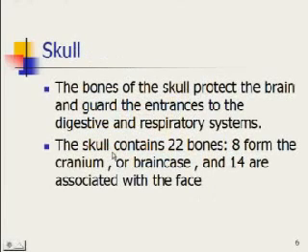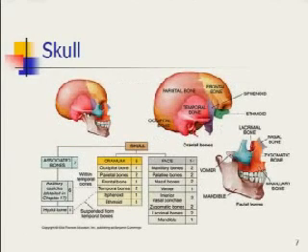We'll first start talking about the skull. The bones of the skull protect the brain and guard the entrances of the digestive and the respiratory system. The skull also contains 22 bones, 8 form the cranium or the brain case, and then 14 bones are associated with the face. Again, the bones of the skull protect the brain and they guard the entranceway of the digestive and the respiratory system. This is a lateral view of the bones of the skull.